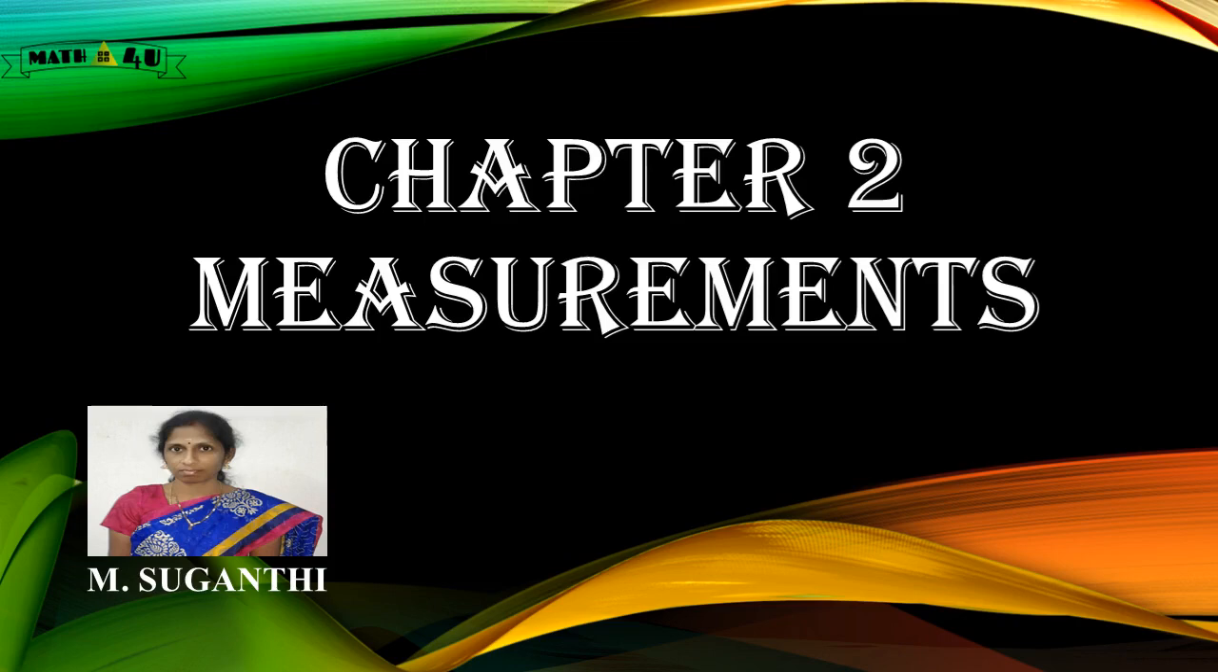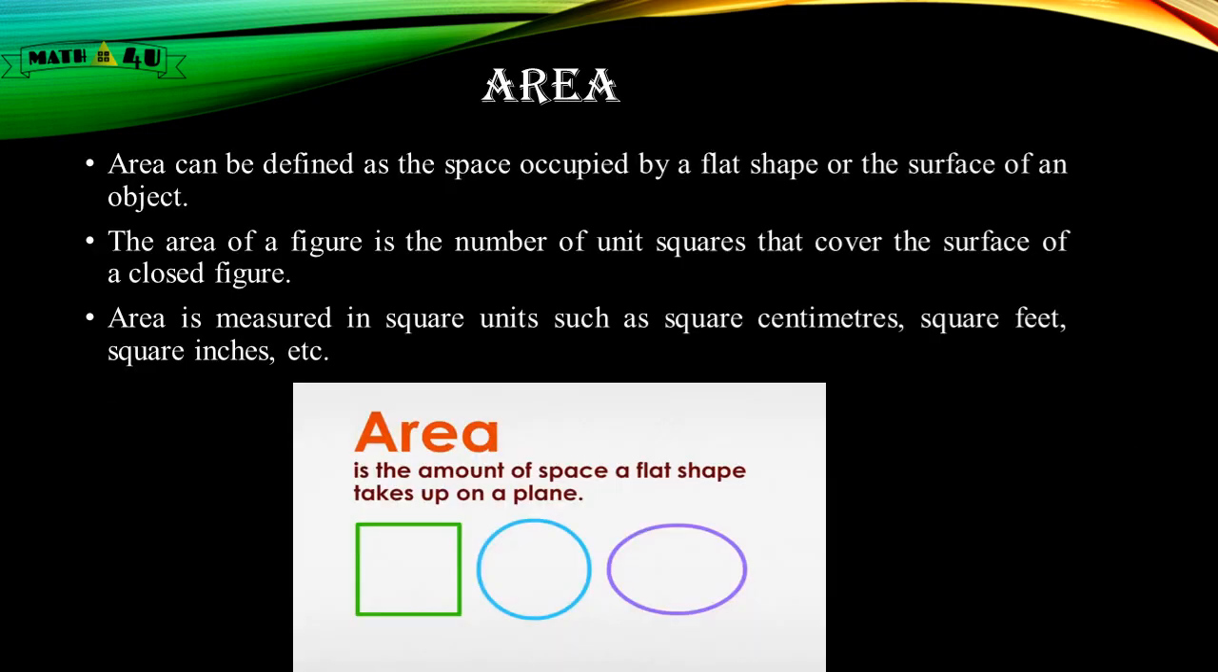Dear students, today we are going to learn how to find the area and perimeter of the parallelogram under the topic measurements. Area. Area can be defined as the space occupied by a flat shape or the surface of an object. The area of a figure is the number of unit squares that cover the surface of a closed figure. Area is measured in square units such as square centimeters, square feet, square inches, etc.